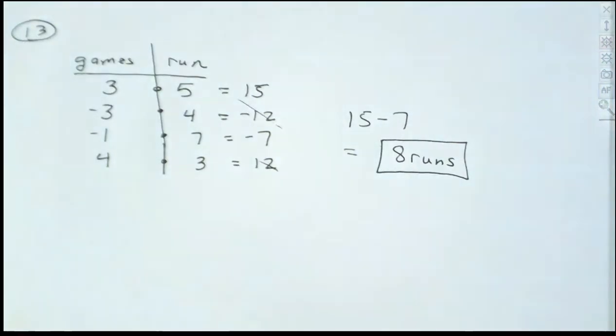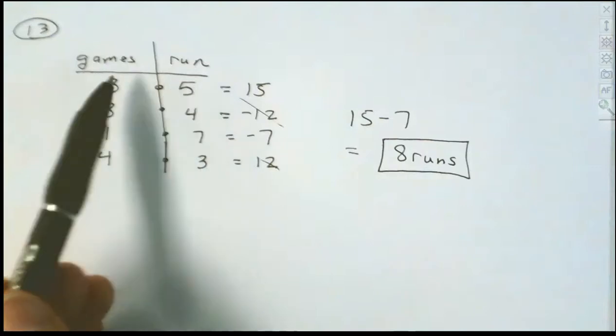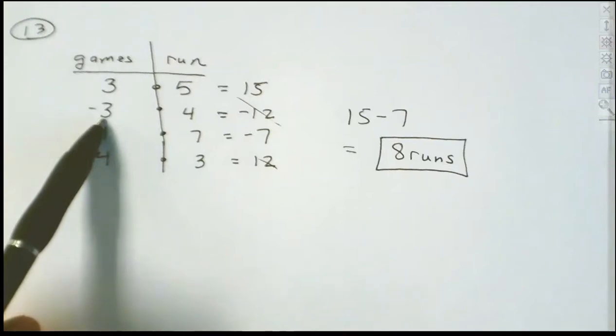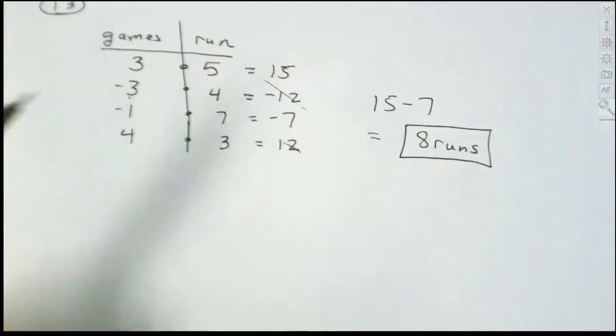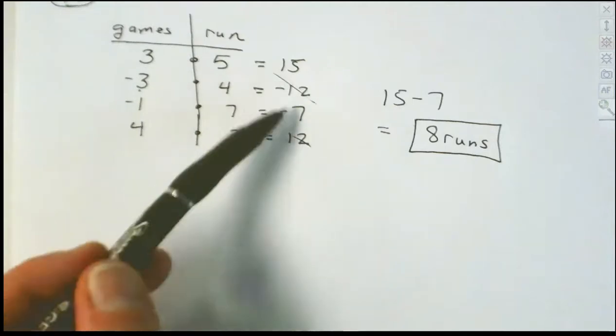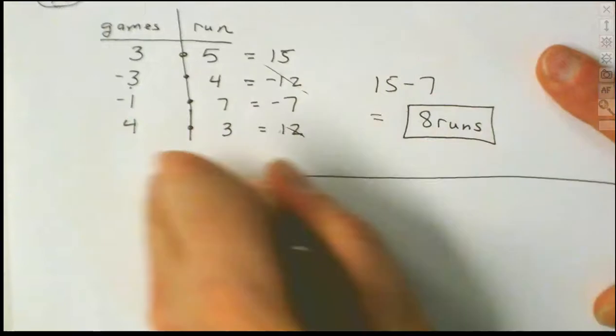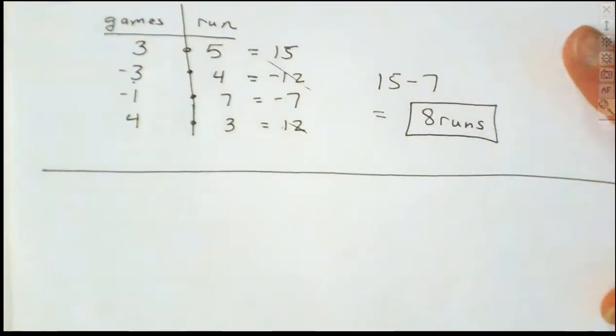So we made a table. Games, runs, multiplied them together. If you won, it's positive. If you lost, it's negative. And we added them up. And again, we know that 12 and negative 12 are inverses, so they canceled out. You could do it without a table, but I think the table makes it easier to keep track of things.